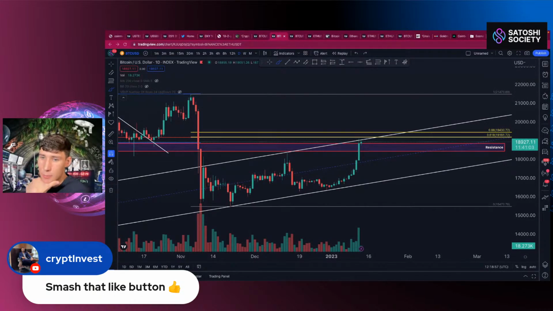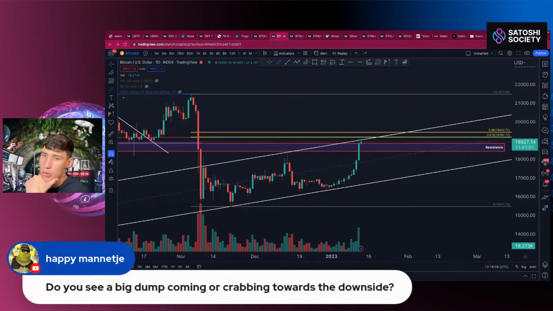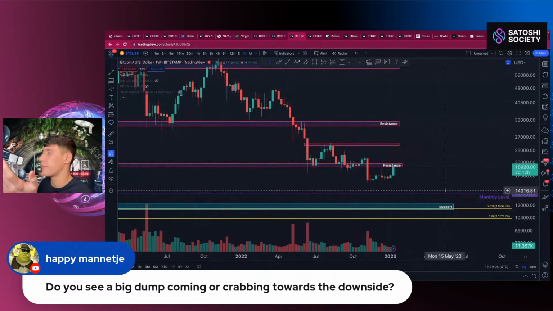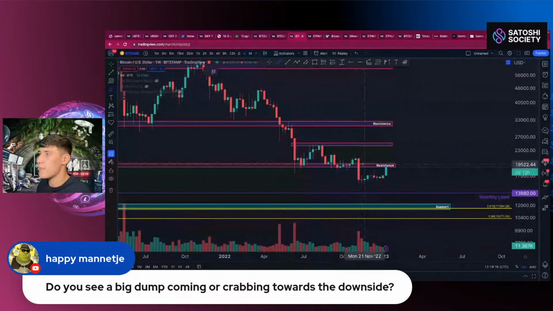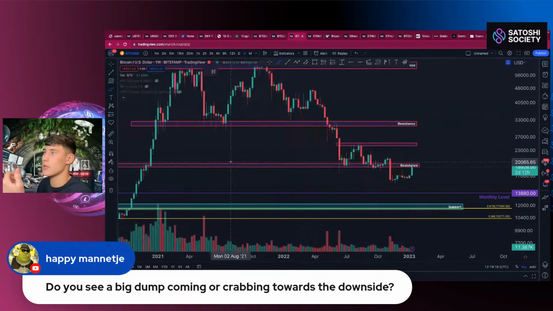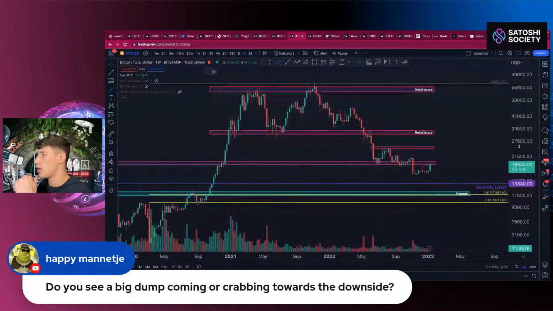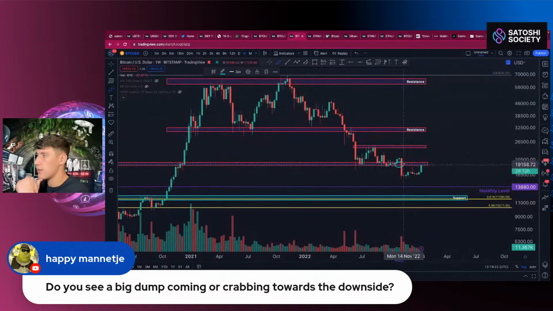Do you see a big dump coming or crabbing towards the downside? Okay, so for me, I still expect the price to potentially go down to 14,000, 12,000, maybe even 10,000. I think that's a possibility, because what we've seen is a major level being broken. So we're looking at this bigger time frame here, the weekly chart. We've seen a big major level break here.